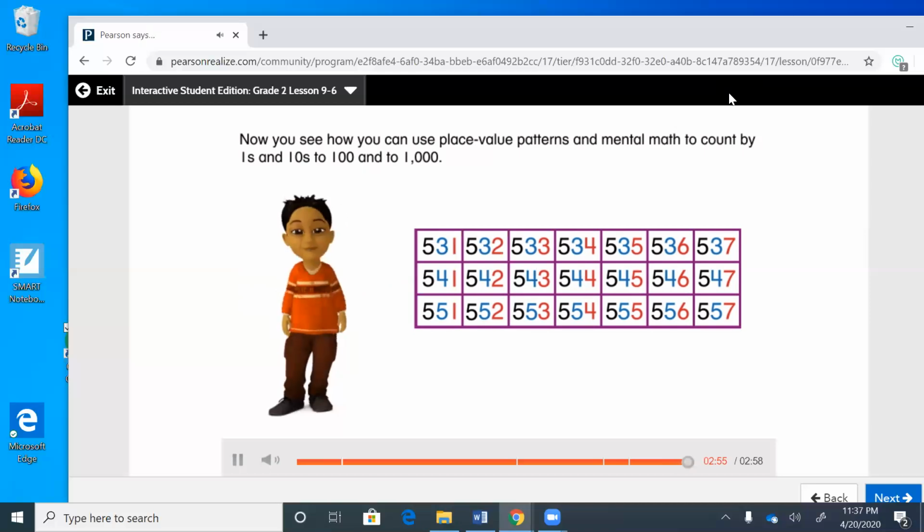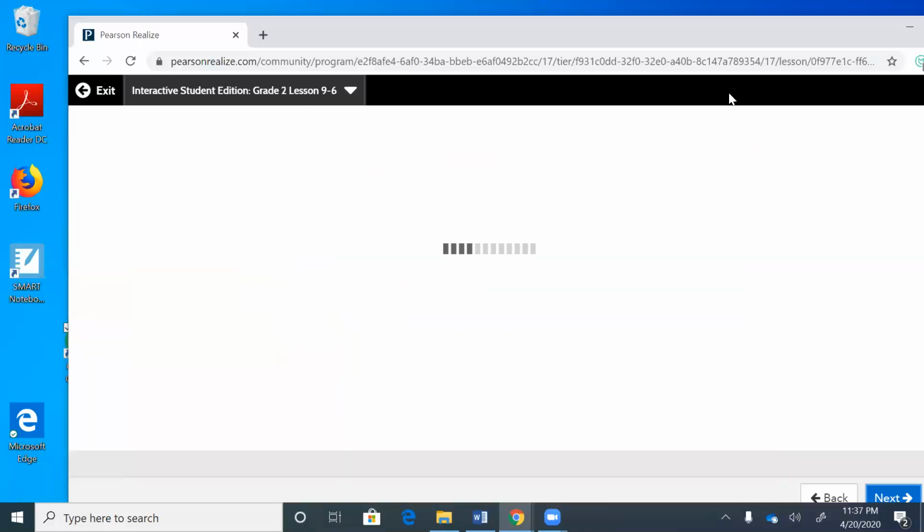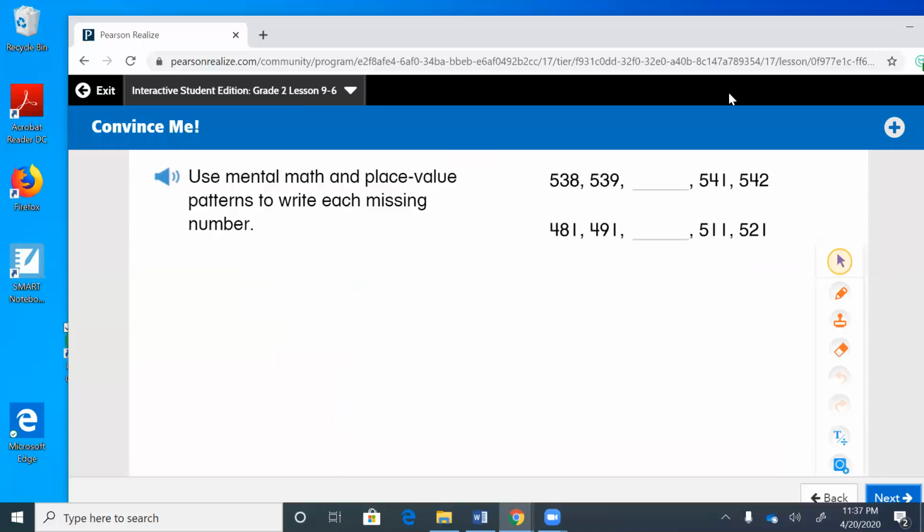Counting by ones and tens to 100 and to 1,000. All right, so let's get to it. This is what we're going to do during our Zoom meeting.